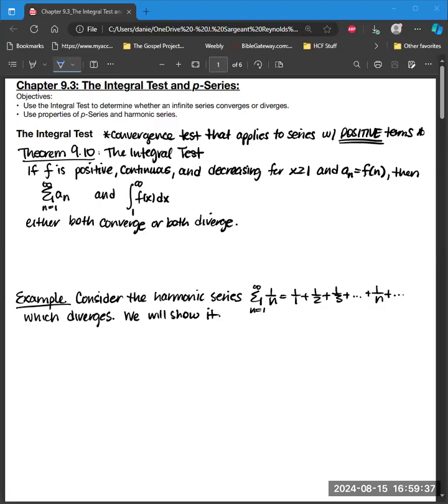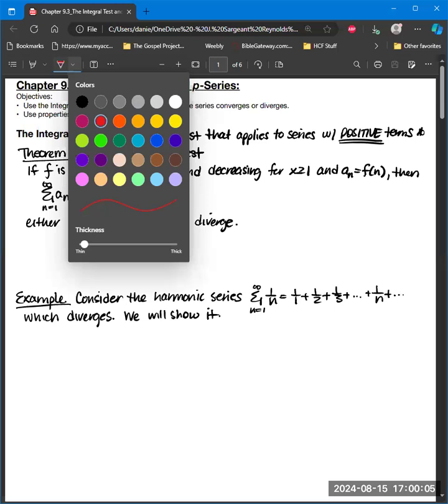All right, in this video, we're going to talk about 9.3, the integral test and the p-series test. Our objectives are to use the integral test to determine whether an infinite series converges or diverges, and to use properties of p-series and harmonic series to determine convergence or divergence of infinite series as well. Let me just make a note here before we continue.